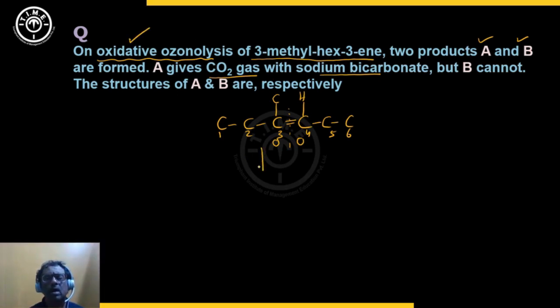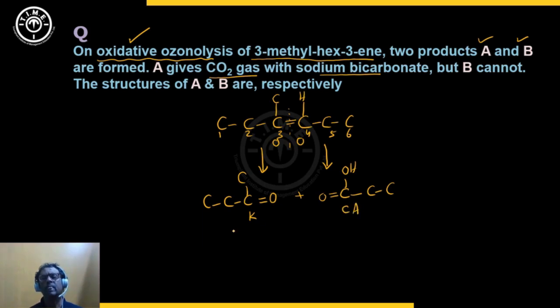Now this on oxidative ozonolysis and this on oxidative ozonolysis we need to put down. So this is C, C, C and a C and a double bond O. It is a ketone, so it will remain like that. This is C, H and double bond O. That CHO will become COOH. And this is C and a C. So you get a carboxylic acid and a ketone. So A gives carbon dioxide gas. So this is A. Therefore, this has to be B. The structures of A and B are respectively.